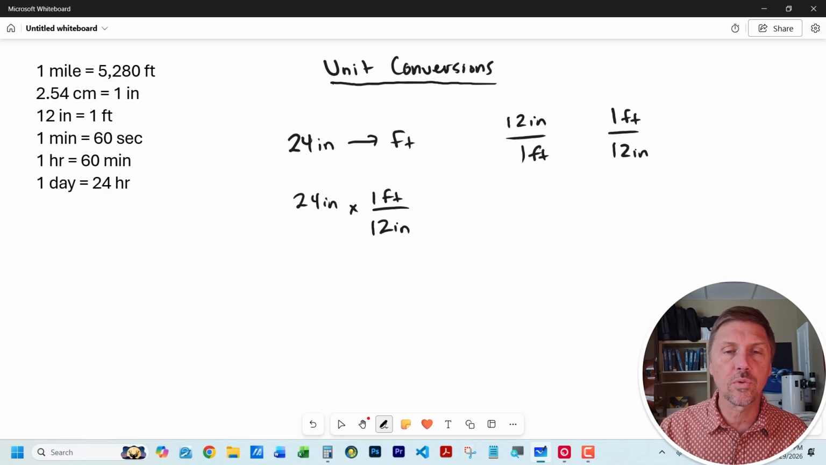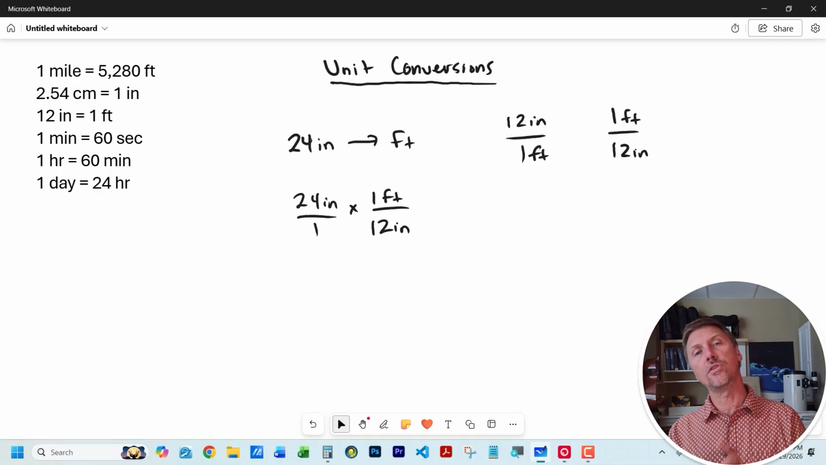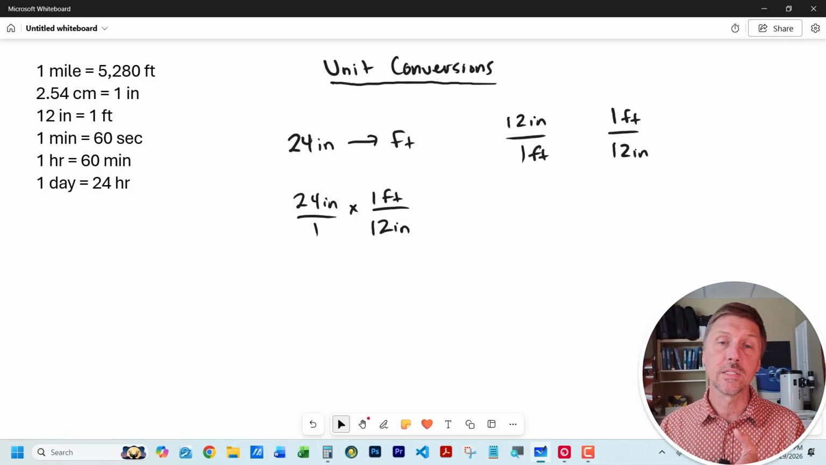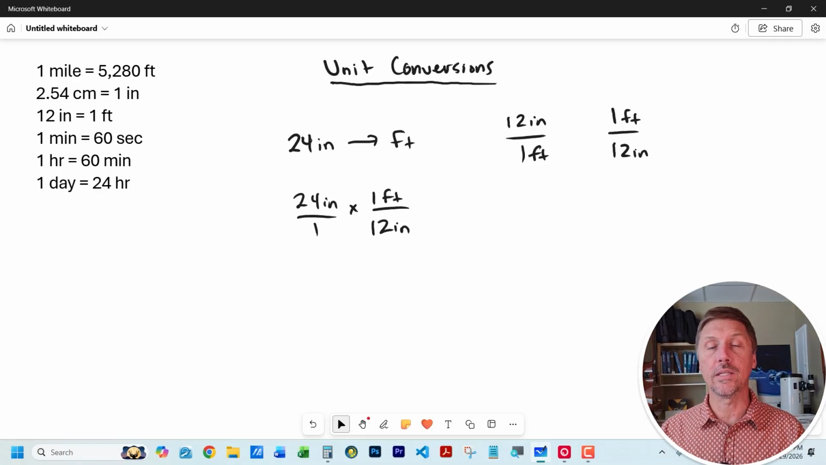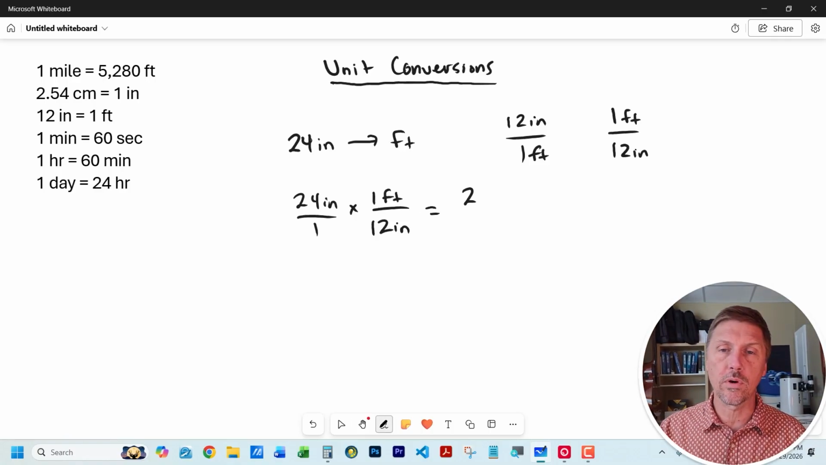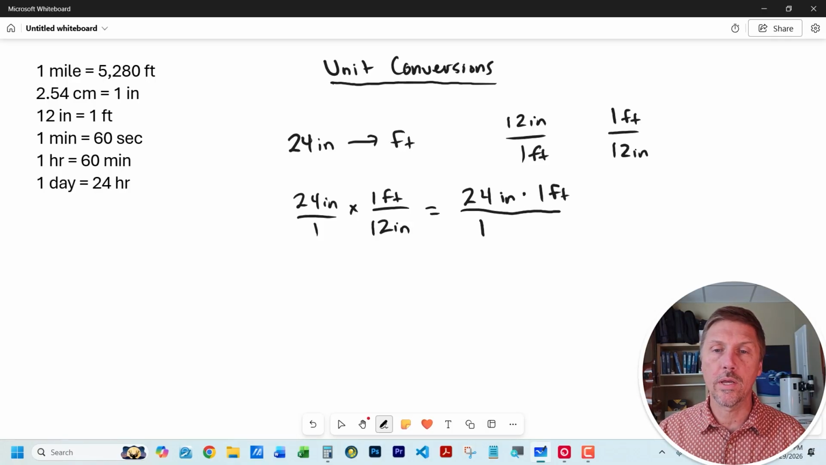You can think of this 24 inches as 24 inches over 1. We're multiplying two fractions together, and when you multiply two fractions, you multiply the numerators together over the denominators multiplied together. So in essence, this is going to be 24 inches times 1 foot on the top, and 1 times 12 inches on the bottom.